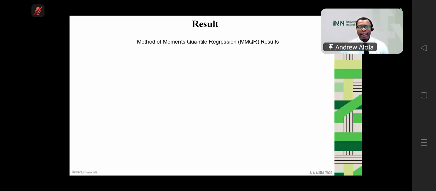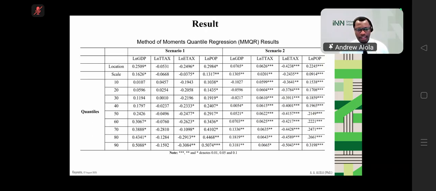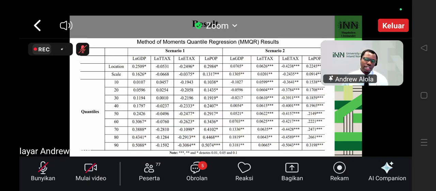And so I'm going to just move straight to what we have as a result so that we can have time for question and answer. So don't forget we have two scenarios. The first scenario is to look at the case of high passenger cars, that is, countries that have the highest number of passenger cars. The second scenario is for countries that have the lowest number of passenger cars.